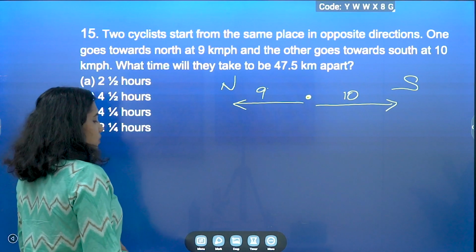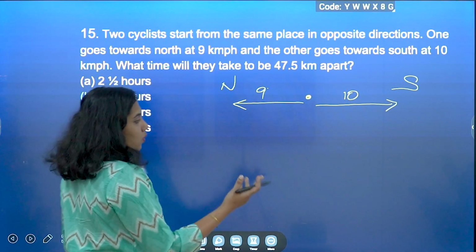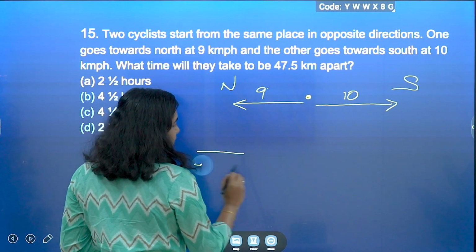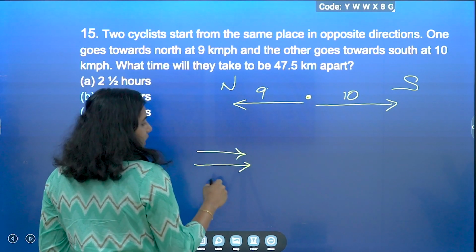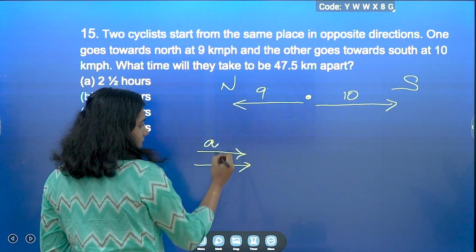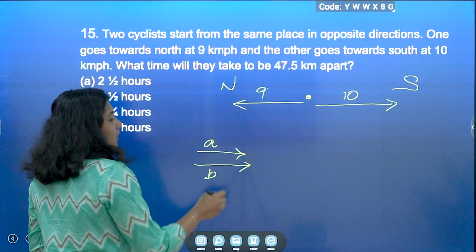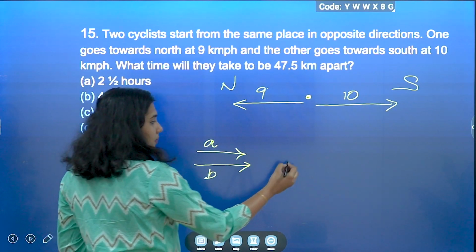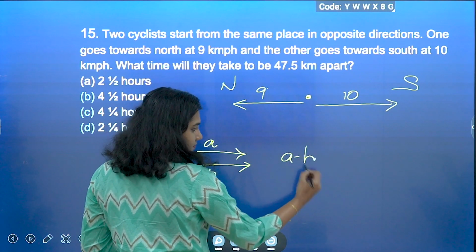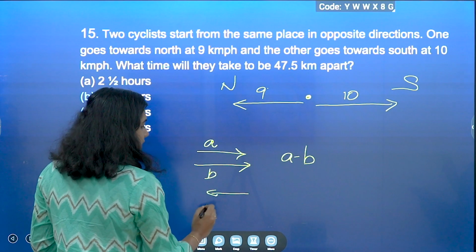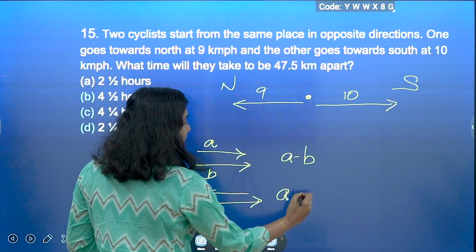Now, I hope you know what relative speed is. Relative speed is when you compare the speed of two objects. If the two objects are moving in the same direction, the speed of one is A and the speed of the other is B. So if they are moving in the same direction, then their relative speed will be A minus B. When they are moving in the opposite direction, their relative speed will be A plus B.